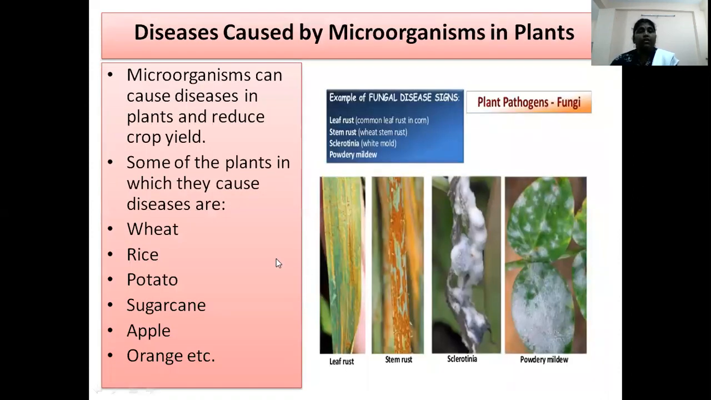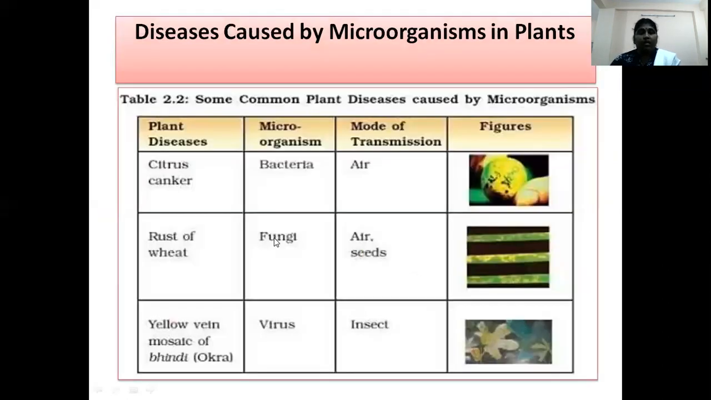Now, let us see the diseases which will be noticed in plants. Microorganisms can cause diseases even in plants. Because of this, the production of plants will be decreased. The crop will be decreased. Some of the plants in which they cause diseases are wheat, rice, potato, sugarcane, etc. Examples of a few fungal diseases are leaf rust, stem rust, sclerotinia, powdery mildew. These are the symptoms noticed in the plants when attacked by diseases. Here are a few diseases which will be noticed in different crops.